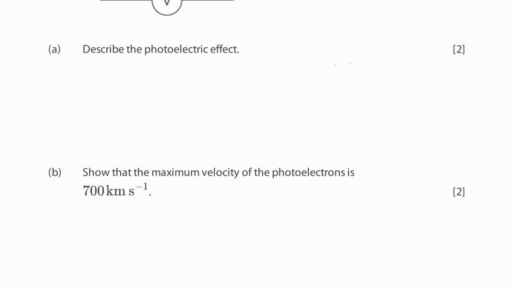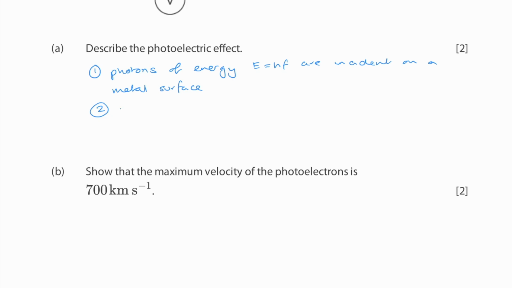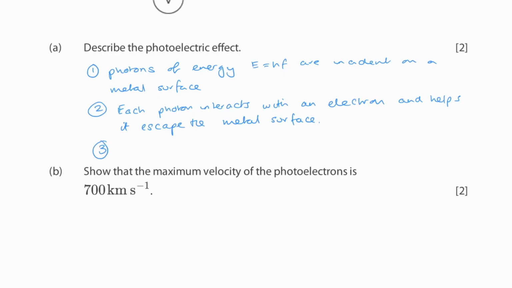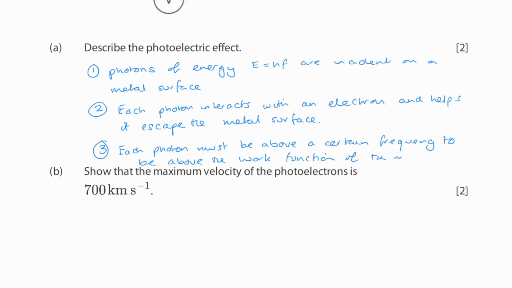A. Describe the photoelectric effect. Let's start by mentioning photons. Photons of energy E equals hf are incident on a metal surface. Each photon interacts with an electron and helps it escape the metal surface. And finally, we'll put each photon must be above a certain frequency to overcome the work function of the metal. Again, I think I've probably given a little bit too much there, but it works for me.